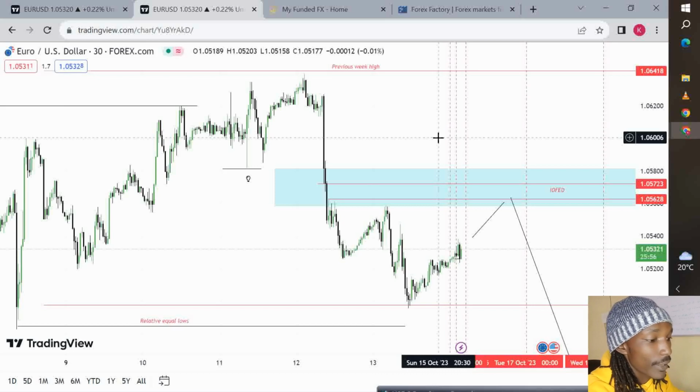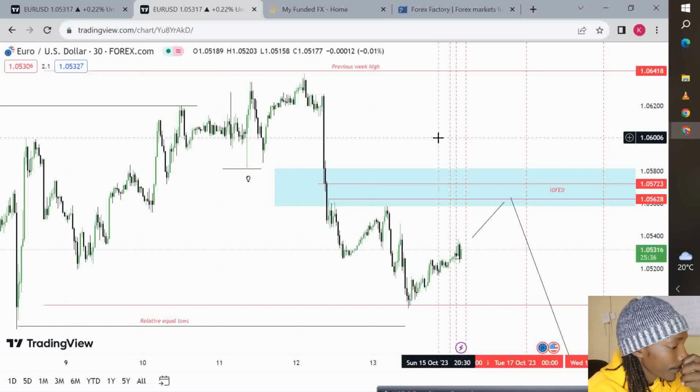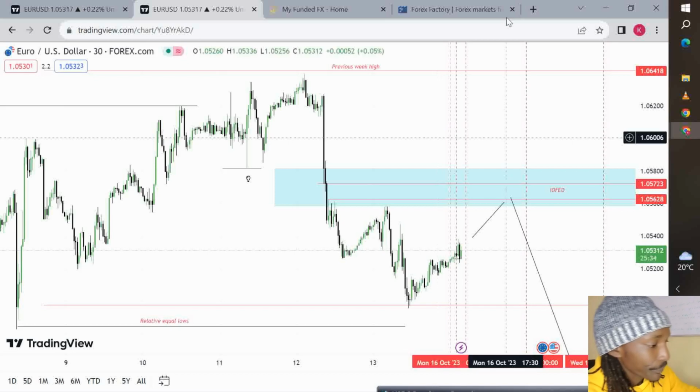Our trading days are Monday, Tuesday, Wednesday, and Thursday, but Tuesday, Wednesday, and Thursday mostly. That's when we will be documenting this series, because we want only high probability trades. Monday has high probability trades in some instances, but you must know what you are looking for. And that's what I'm looking for.